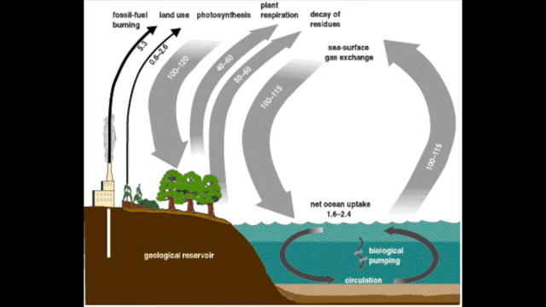Without the presence of greenhouse gases, Earth would be a frozen world. Carbon dioxide is a greenhouse gas which traps heat in the atmosphere. In our atmosphere, carbon can be present as carbon dioxide, or CO2.